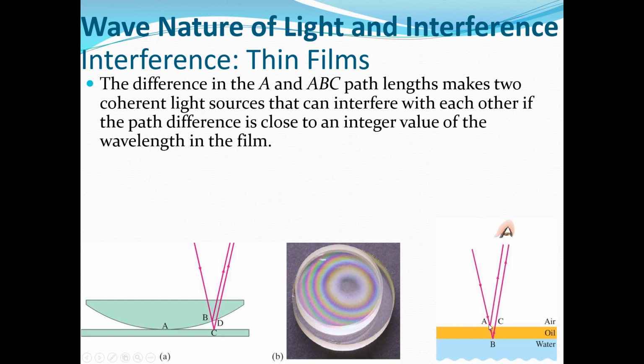But just like with the other interference patterns, this wave has traveled an extra distance that this first reflection didn't travel. So the traveling distance within this oil has to keep this wave in phase. It's got to end up being an integer wavelength path difference in order for the wave as it emerges from this oil section to remain in phase with the first reflection.